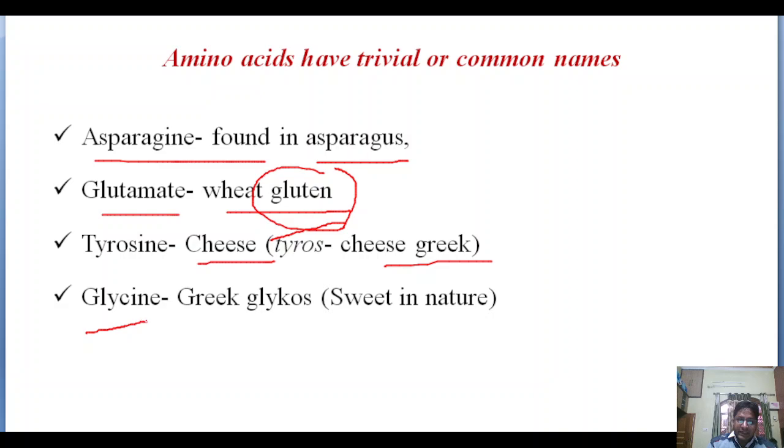Whereas glycine is sweet in nature, so here it is named according to its nature. Glycine is sweet, and in Greek sweet is called glycos. So based on this, they are called glycine.